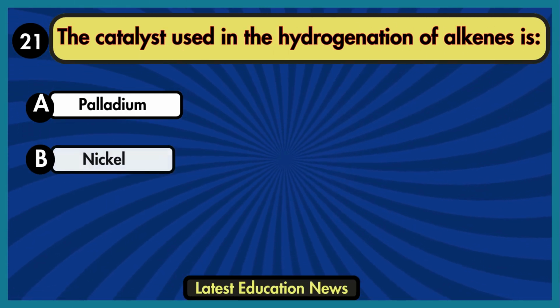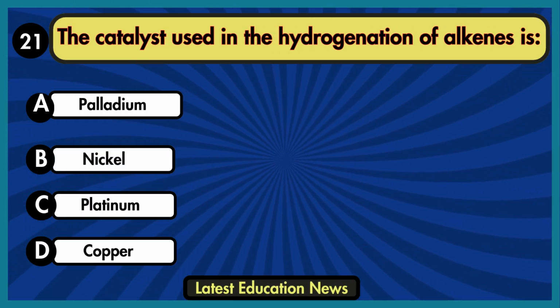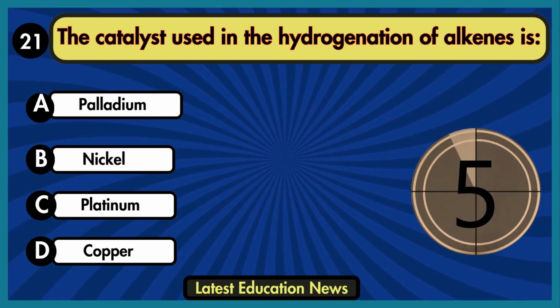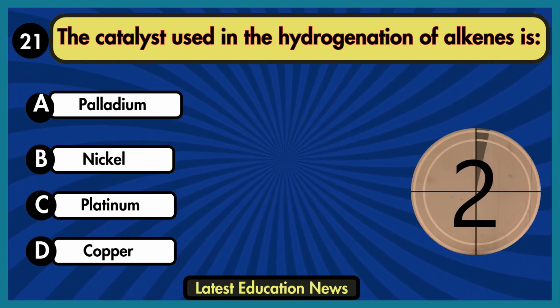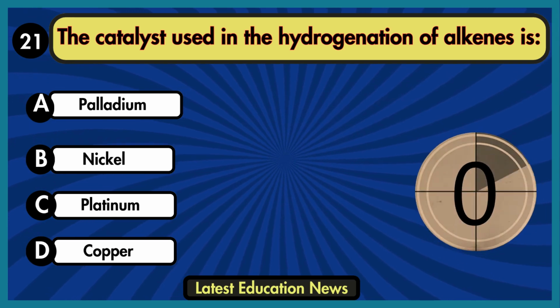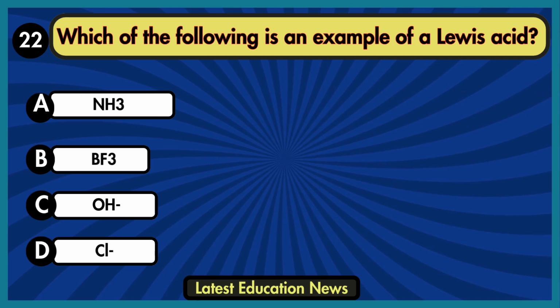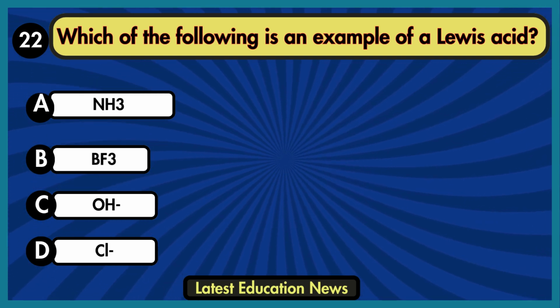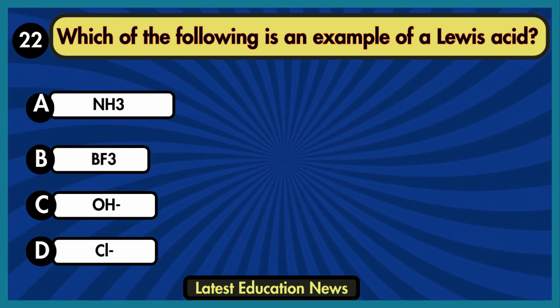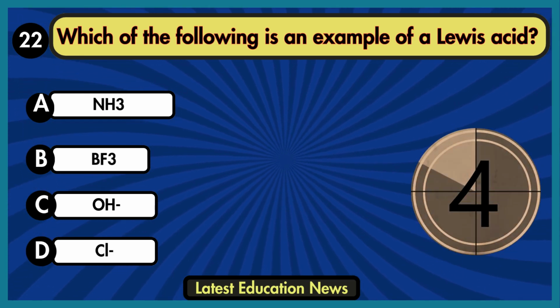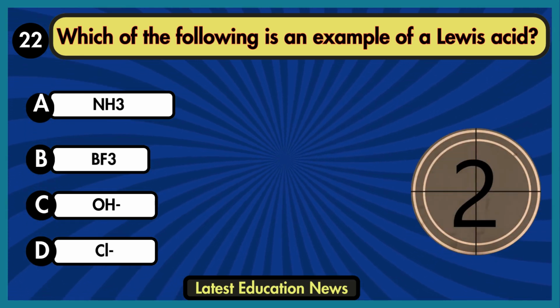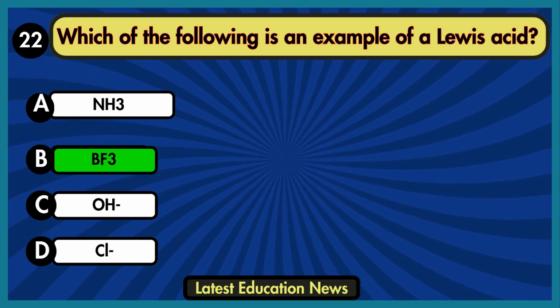The catalyst used in the hydrogenation of alkenes is: A. palladium, B. nickel, C. platinum, D. copper. The correct answer is option B, nickel. Which of the following is an example of a Lewis acid? A. NH3, B. BF3, C. OH-, D. Cl-. The correct answer is option B, BF3.